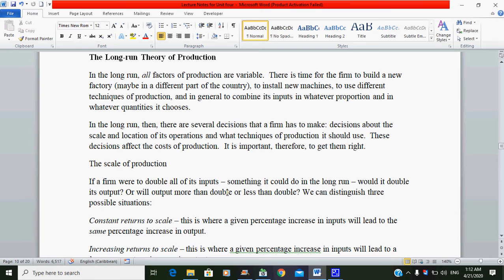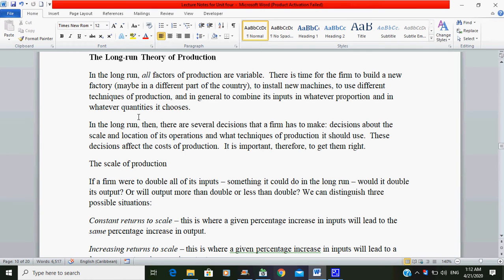As I said before, in the long run, all factors of production are variable. There is time for the firm to build a new factory, maybe in a different part of the country. There's time for the firm to install new machines, to use different techniques of production, and in general to combine its inputs in whatever proportion and in whatever quantities it chooses.